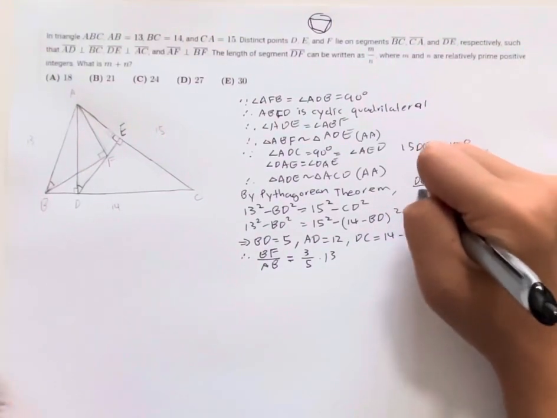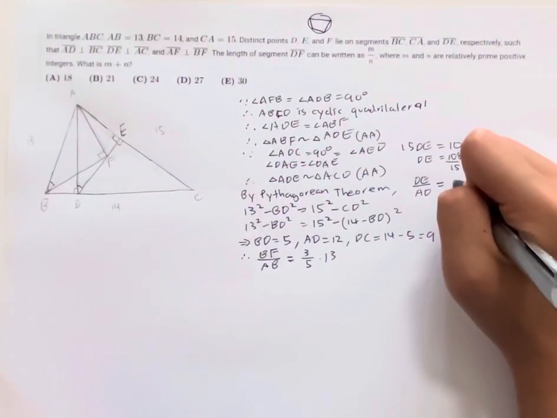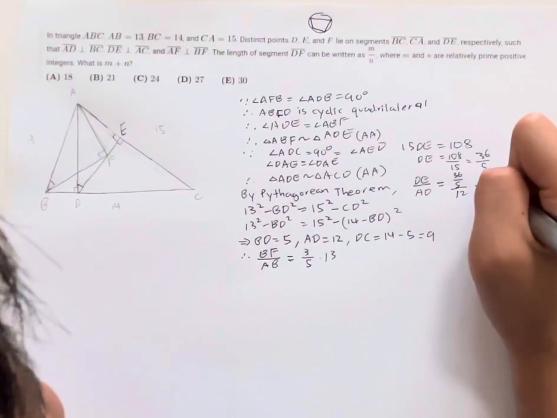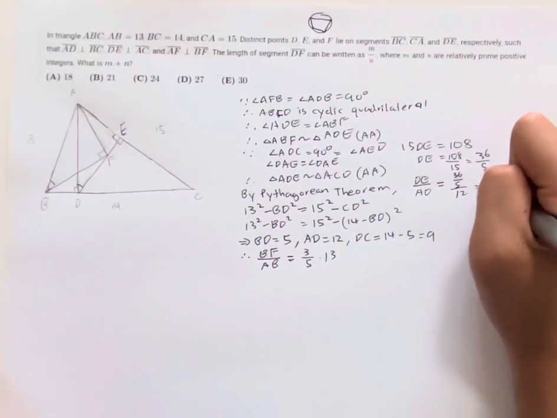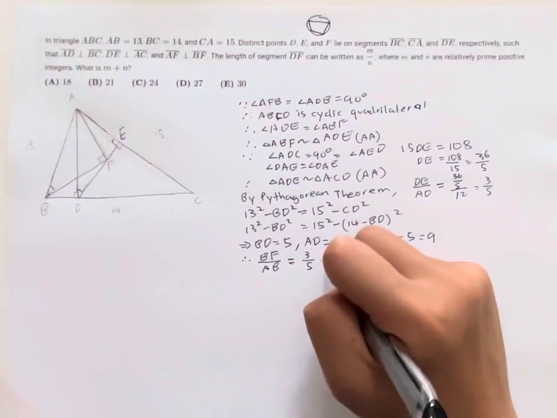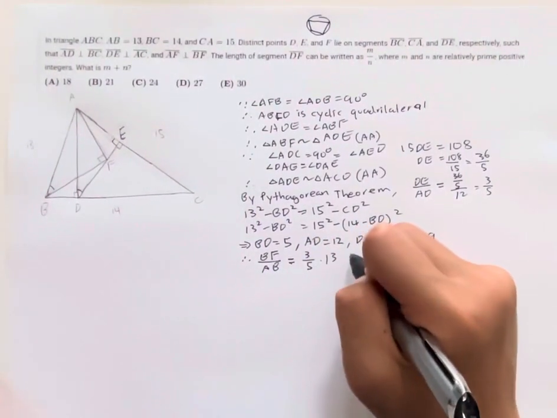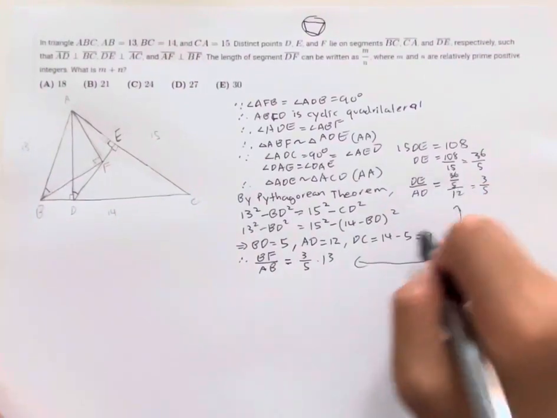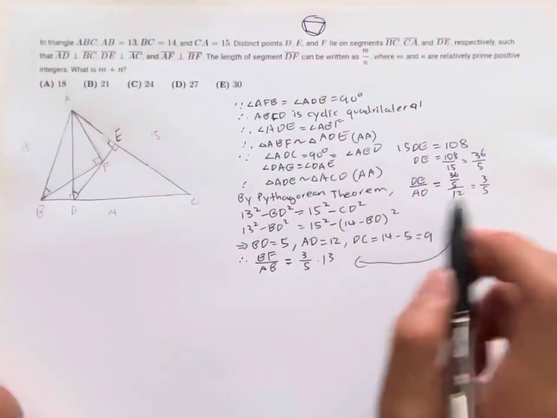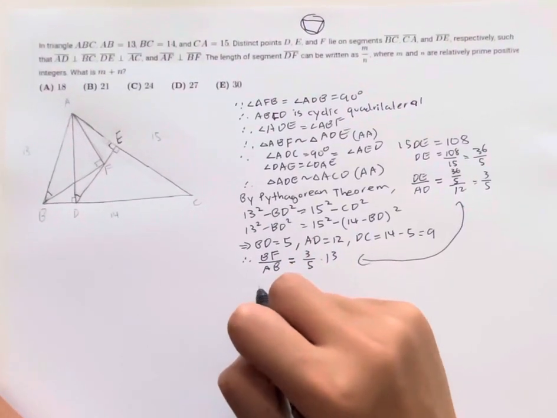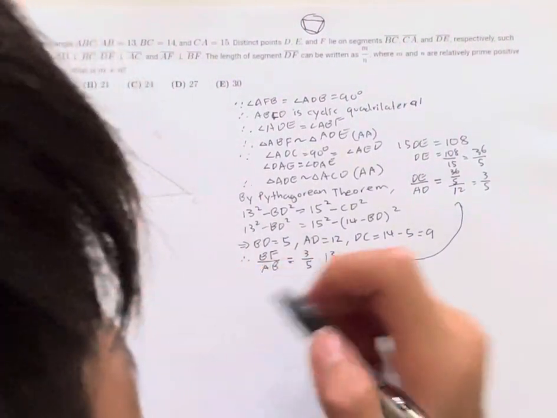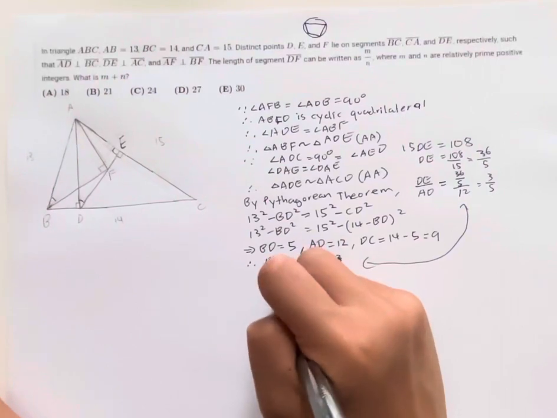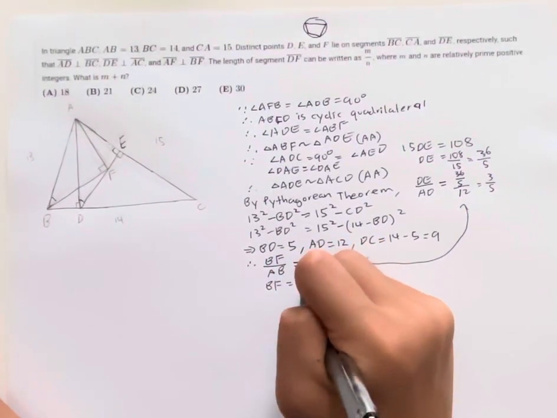So DE over AD equals 36 over 5 over 12, which will equal 3 to 5. So BF to AB will equal 3 over 5 times 13. So yeah, that is how we get it. Then similarly, in the same logic, AB equals 13, and BF will equal 3 over 5 times 13.